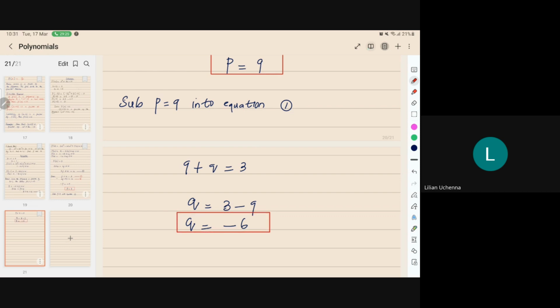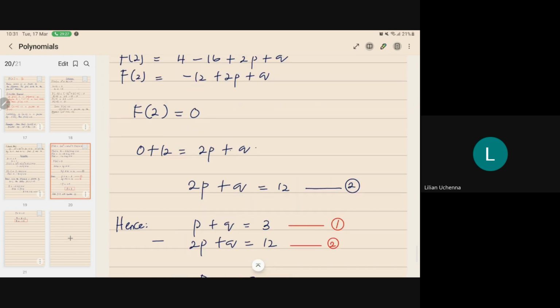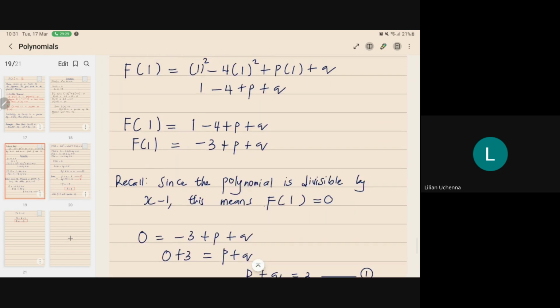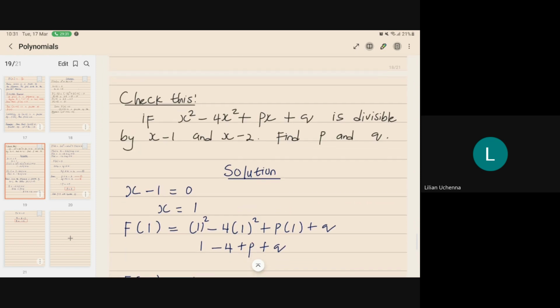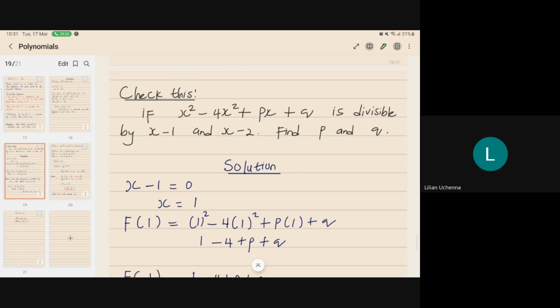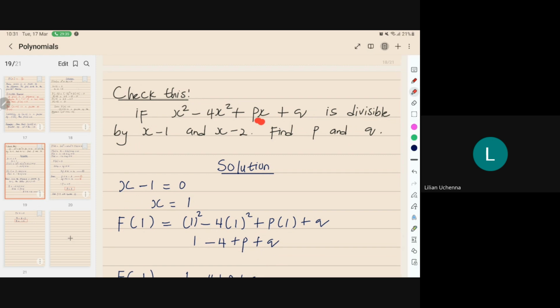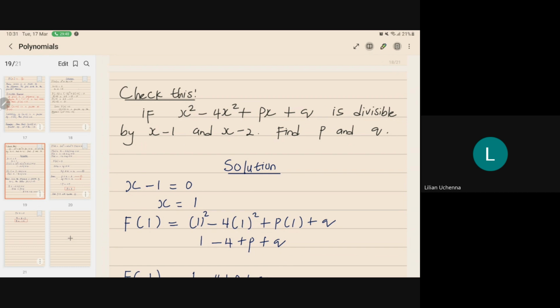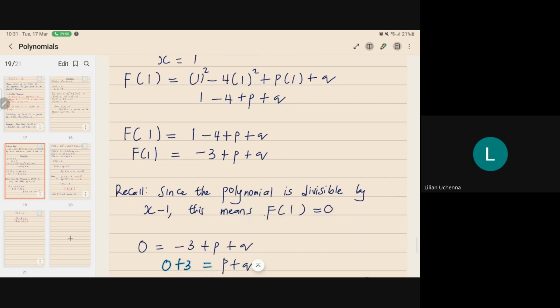So let me scroll up again so you can take a look at it. Just observe what I did, right? The first thing I need you to always understand is that if it is divisible, that means that if you equate this guy to 0 and plug in the values, it should give you equal to 0. That means the remainder is 0. So that was the concept we used, and that enabled us to form 2 equations, and then we solve the equations simultaneously to get our final answer.